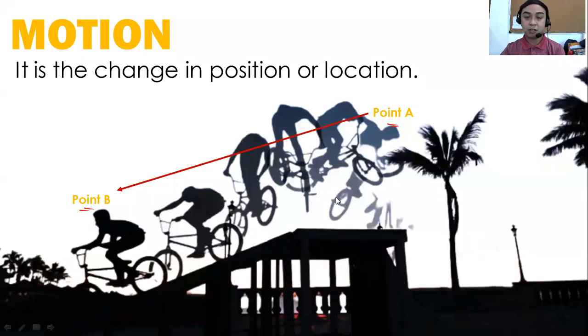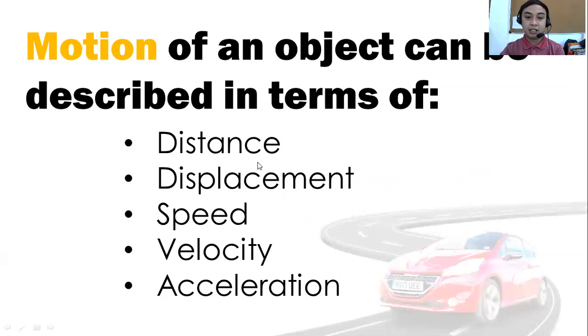There are many ways in order for us to describe the motion of the object. Sometimes we will just tell that the motion is very fast, the motion is slow, it is speeding up or slowing down. But there are actually terms that we can use in order for us to describe exactly the motion of the object. So we have here the distance, displacement, speed, velocity, and acceleration. Let us know each one of them.